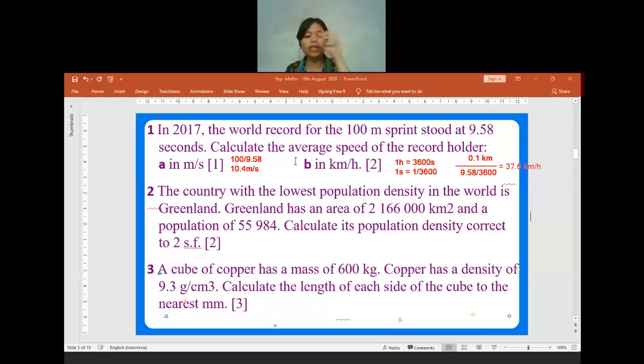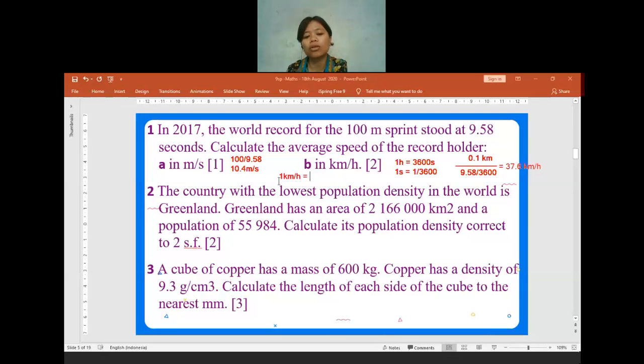Or you can do it in another way, from meters, or maybe we can convert from kilometers per hour into meters per second. If I have 1 kilometer per hour and I want to change it into meters per second, what do you have to do? How many meters per second will it be? Anyone knows?